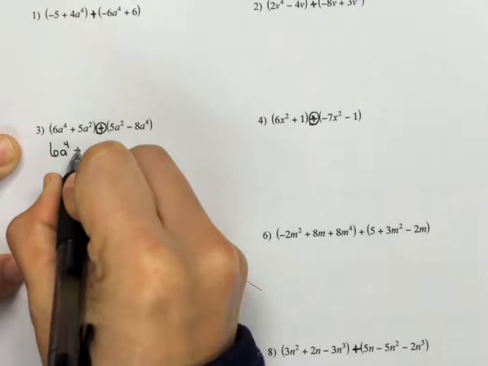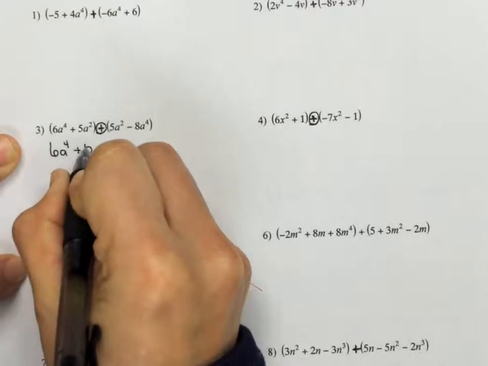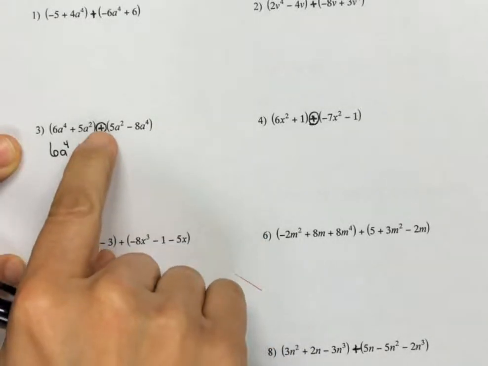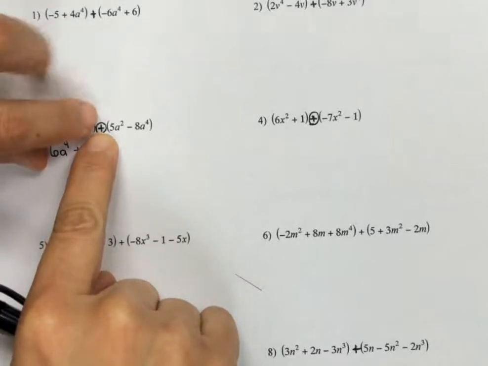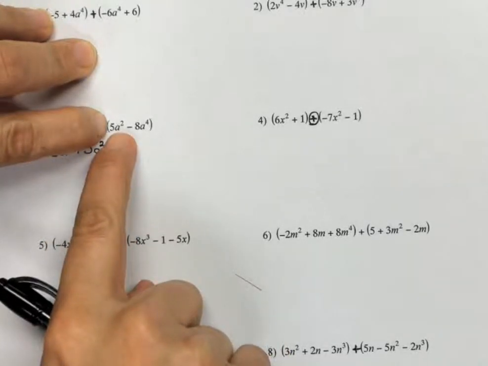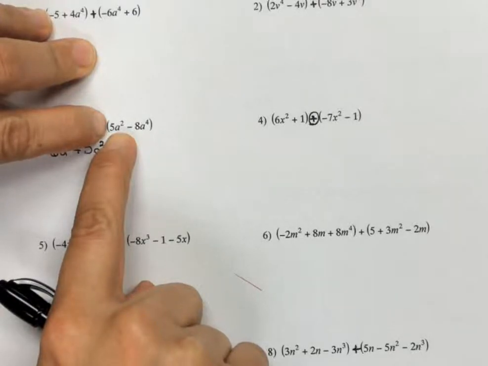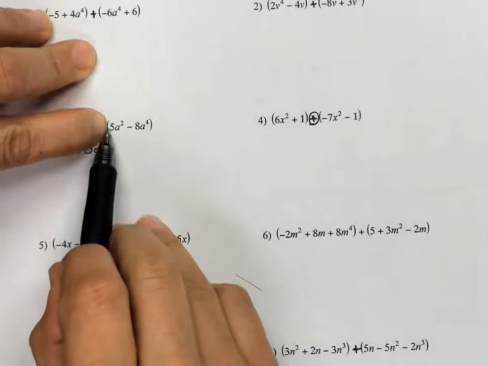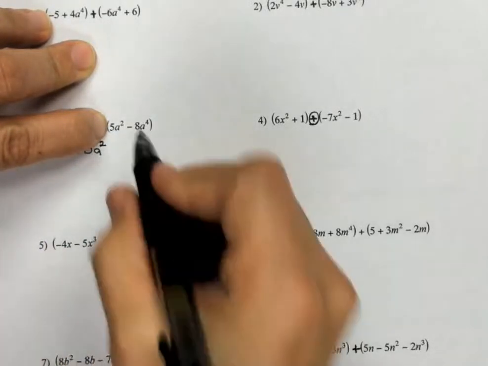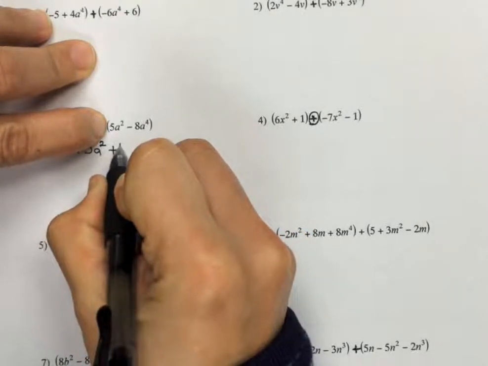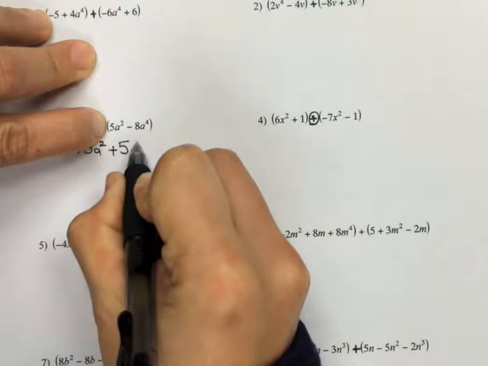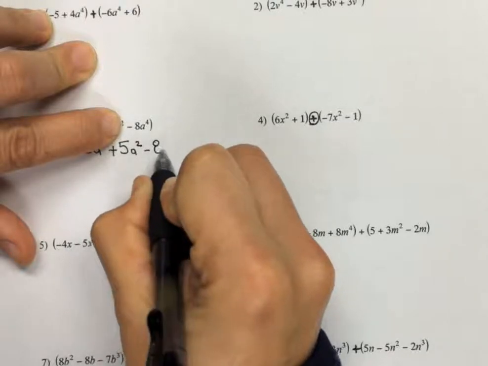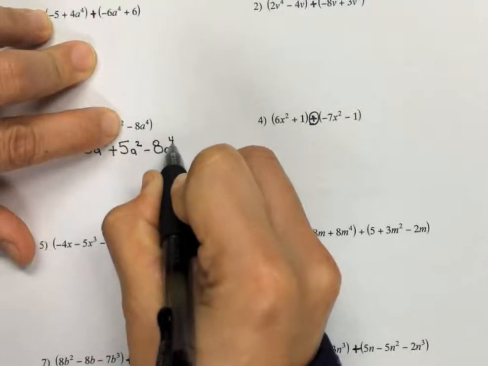6a to the fourth plus, we bring down our sign, 5a squared or to the second. We circled our addition sign. That's what we're doing. We don't write that down. Our next term for our second polynomial is 5a squared. Remember that when a term is written inside the parentheses and there's no sign, it's automatically positive. So we're adding plus positive 5a squared, and we're bringing down our next term, minus 8a to the fourth.